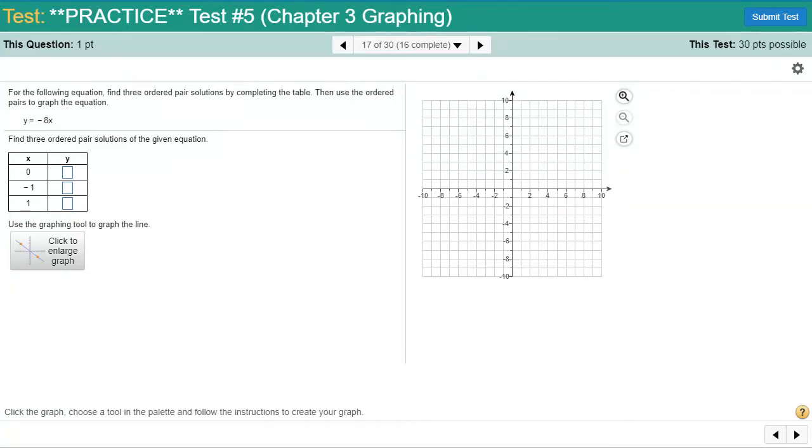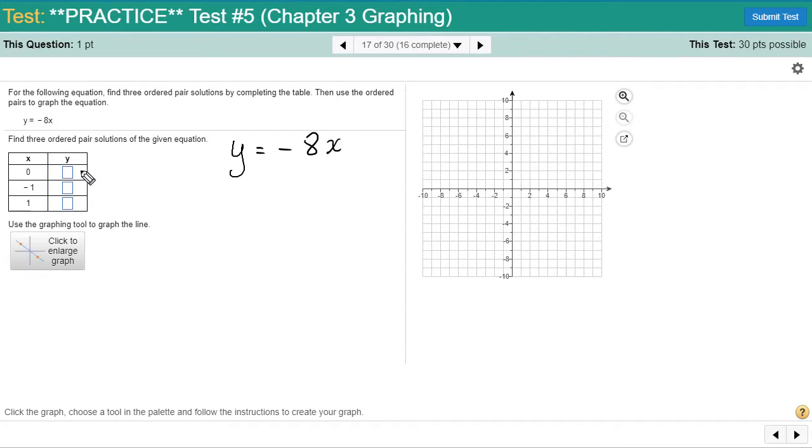Question 17. For the following equation, find three ordered pair solutions by completing the table, then use the ordered pairs to graph the equation. All right, so very similar to what we just looked at in question 13. This time we've been given the equation y equals negative 8x, and again a corresponding xy table of values that we are going to complete.